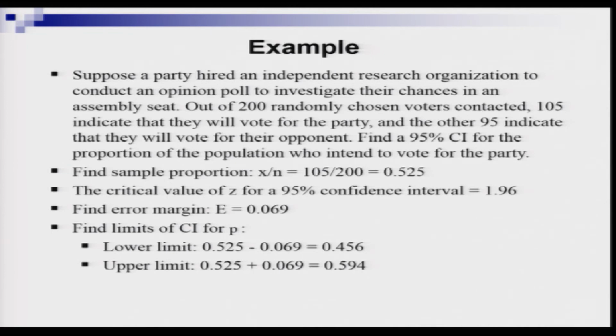Now, the last step is to find the limits of the confidence interval for population parameter p, and we all know what to do. To find the lower limit you have to subtract that error margin from the sample proportion. If you do that then you get the value 0.456, and to obtain the upper limit of the confidence interval you have to add that same error margin to the sample proportion, and if you do so you get a value of 0.594. So, this is the way you can construct the confidence interval for an unknown population parameter p in this particular example.